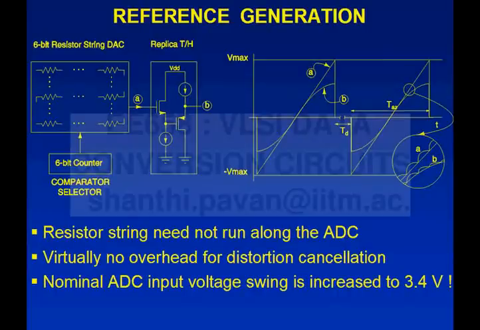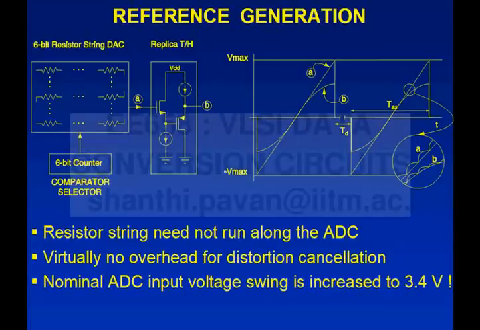And you can see that there is virtually no power overhead for distortion cancellation, simply because you would have had to have the resistor string anyway. You would have had to have the bubble correction anyway. The only extra is the small replica track and hold, and this can be a scaled version of the main track and hold. The main track and hold needs to burn a lot of current because it has to charge up a whole bunch of capacitors. But this can be very, very slow. So the power dissipation in this, I think in our implementation, was like 1/16 or something of the main track and hold. So the extra power overhead that you pay to cancel distortion is virtually 0.